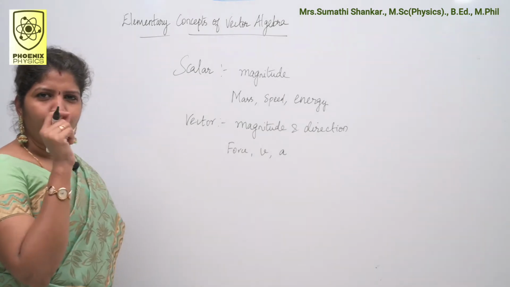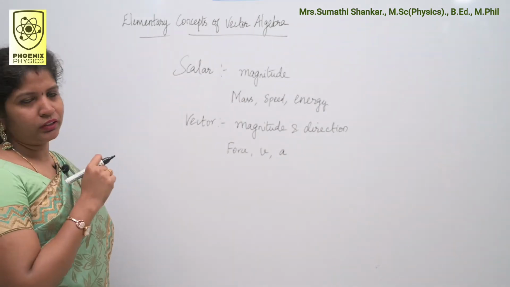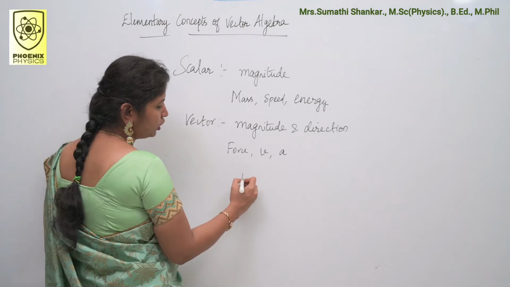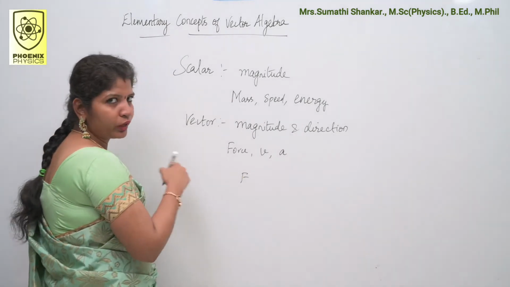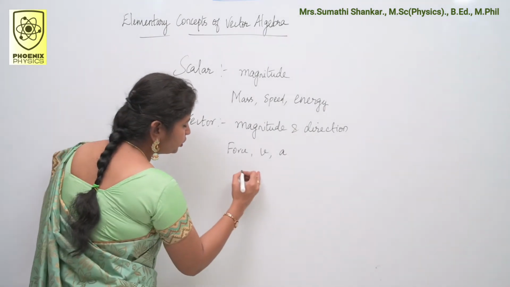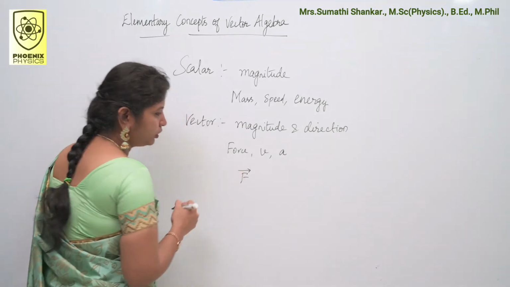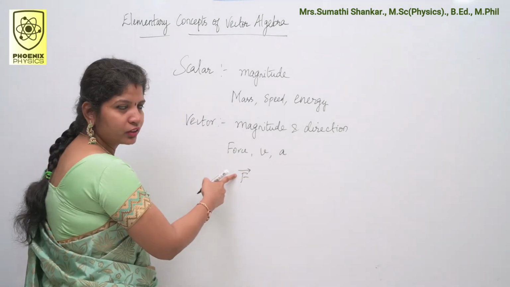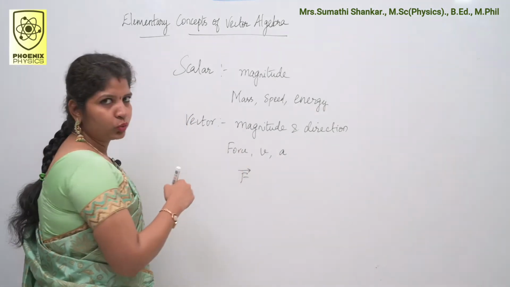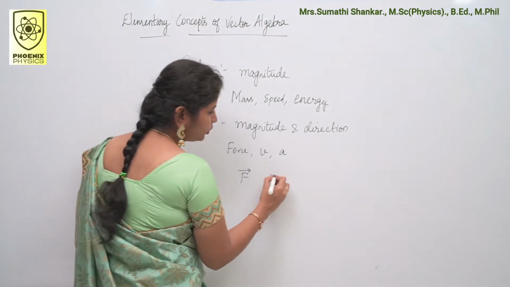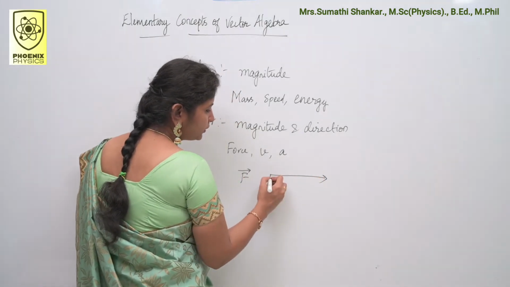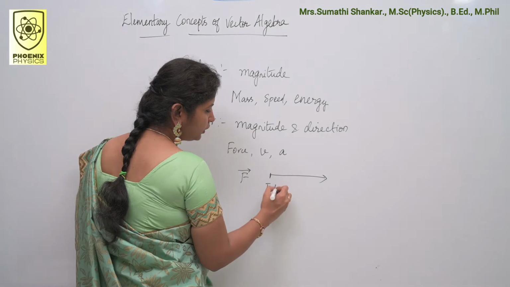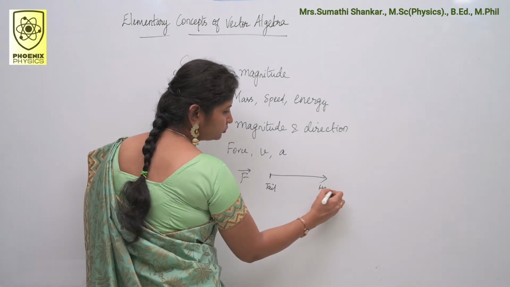How do you mark a vector quantity? For example, force. You know that force is a vector quantity. Just put one arrow on the top. If you mark it like this, force is a vector quantity. In this arrow mark, this is our tail end and this is the head end.